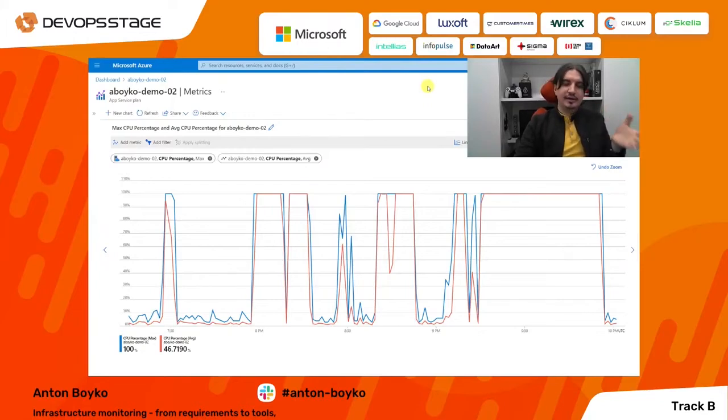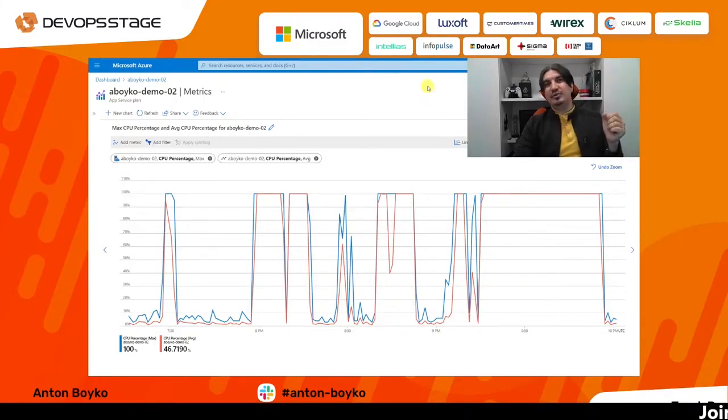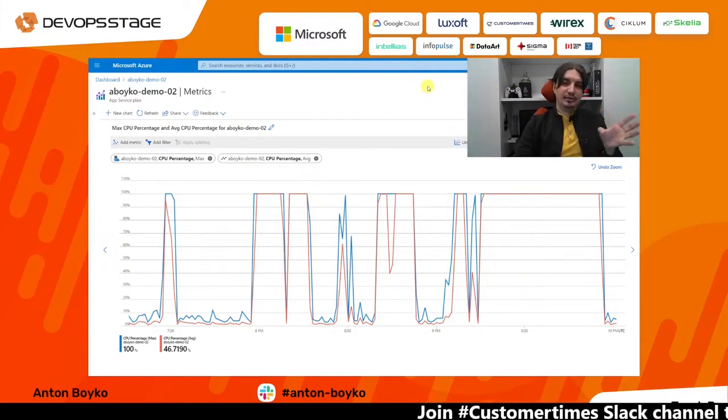But still, it doesn't mean that you should not use Azure Web Apps. It just means that you need to treat your load a bit differently, and you need to find your way to still work with that, but a bit differently.